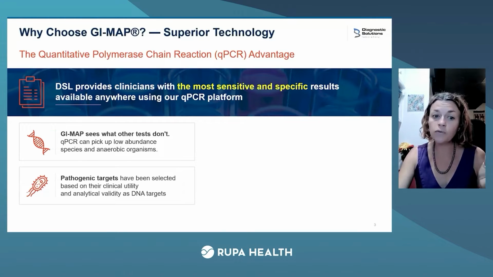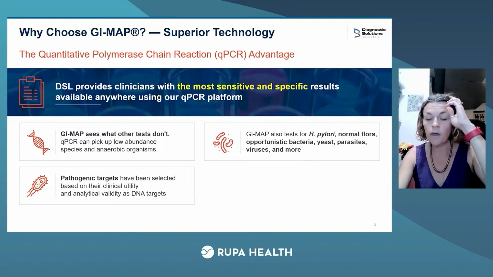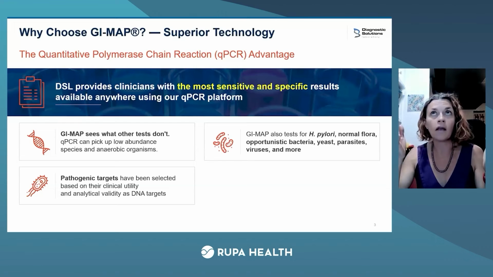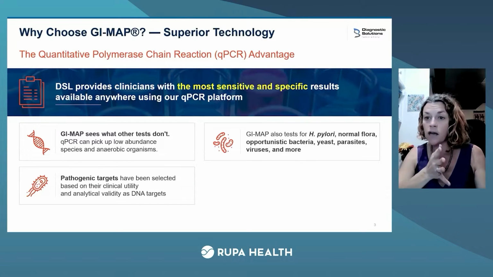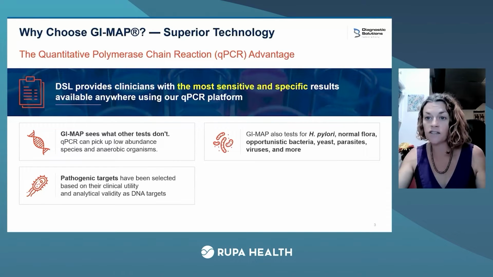The test is designed with clinically relevant targets. So we're looking at pathogens, opportunists, commensals, viruses, yeast, obviously H. pylori, protozoa, and more. If there's one con to this type of test and technology, it's that the GI map is only finding what we're looking for. We are looking for specific targets, but those targets have been very well designed and identified for clinical relevance and actionability.